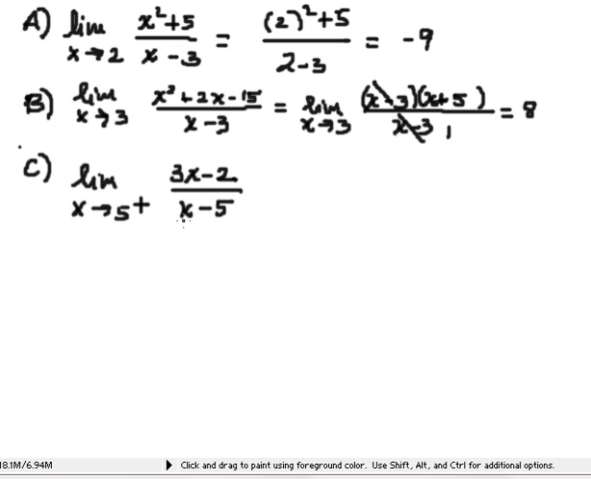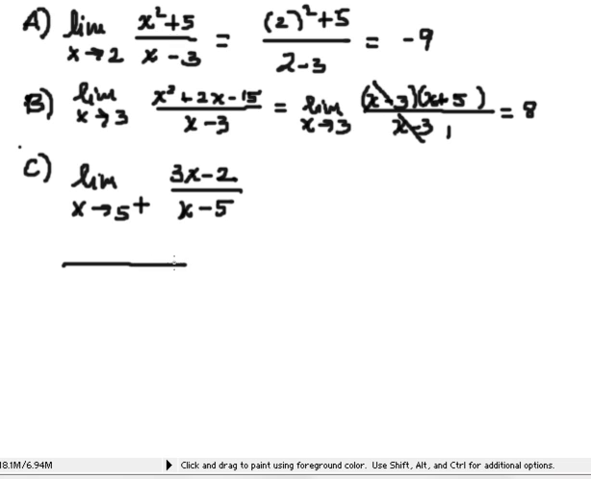So this limit is going to be either infinity or minus infinity because of this 0 in the denominator. So basically that's all we have to determine. Is this infinity or minus infinity? The denominator is approaching 0, and the numerator is approaching 3 times 5 is 15 minus 2 is 13. The numerator is approaching 13. So 13 on top, 0 on bottom, that means this limit is going to approach either positive infinity or negative infinity.